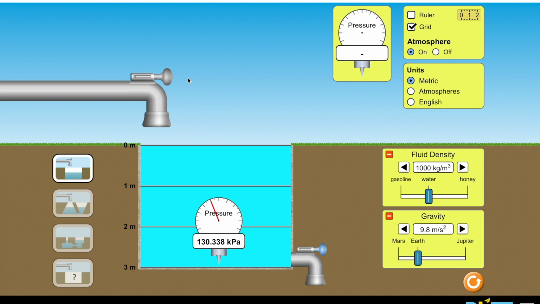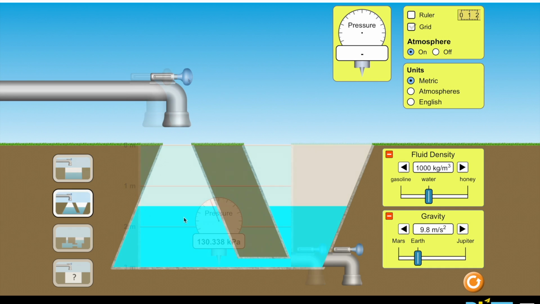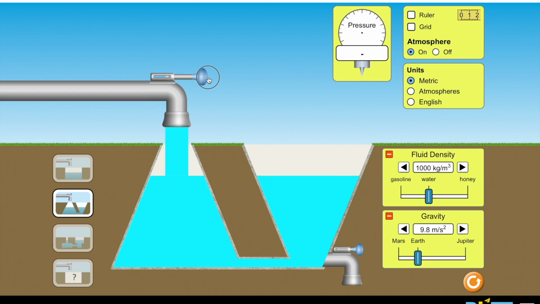Okay, now we can go on and look at the second screen. Okay, here we are at window number 2. And in this window, we're going to look at the relationship between the shape of the container and the pressure at depth below the surface of the liquid. You can see here these 2 containers are connected to each other. It doesn't actually matter whether they're connected to each other, but you can see in this case we can drain and then we can fill up both containers at the same time.